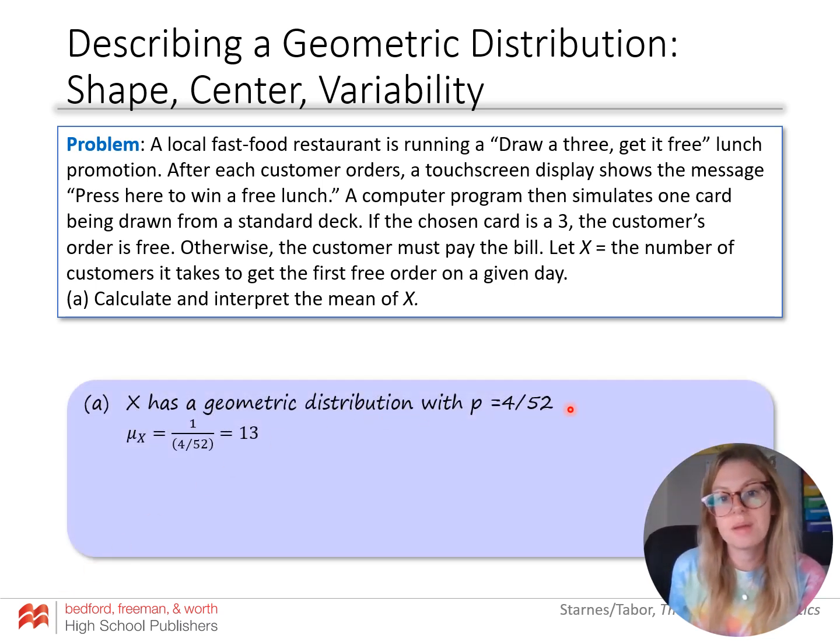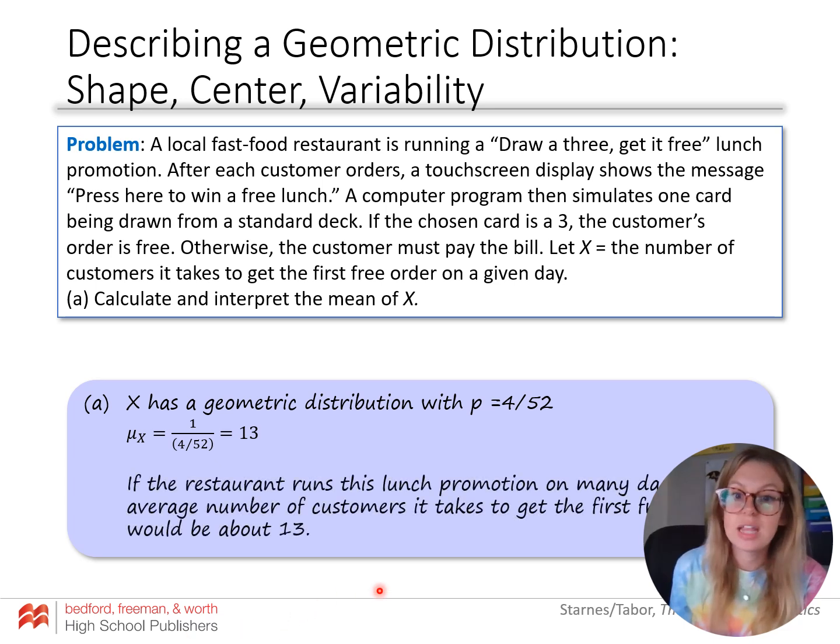So we're geometric. My probability is 4 out of 52 again because I'm talking about drawing cards. So I just take 1 divided by 4 out of 52, which gives me 13. So it is expected that on average, it's going to take 13 people until someone gets a free lunch. Okay, so if the restaurant runs this lunch promotion on many days, the average number of customers it takes to get the first free lunch would be about 13.